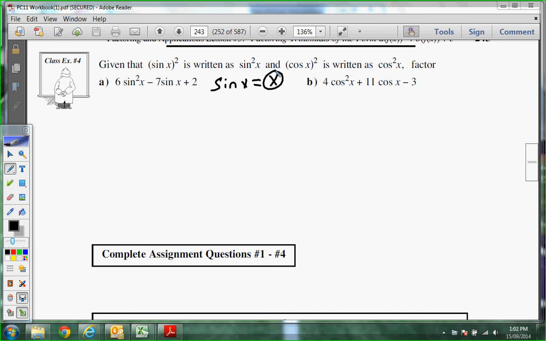So we're still going to factor like normal. I can't GCF here, so I'm going to go 6 times 2, which is still 12. I need multiples of 12 that add up to negative 7: negative 4 and negative 3. And what is my middle term? Connor, what's my middle term? Right, my middle term is sine x, so you're putting sine x on these. So I'm going to go 6 sine squared x minus 3 sine x minus 4 sine x plus 2.